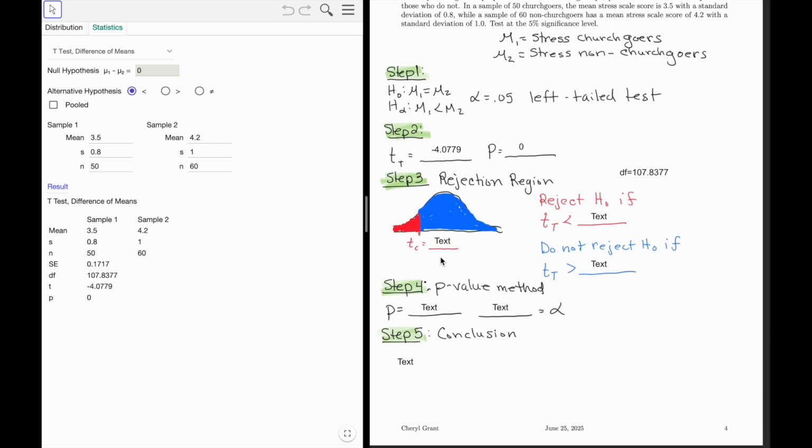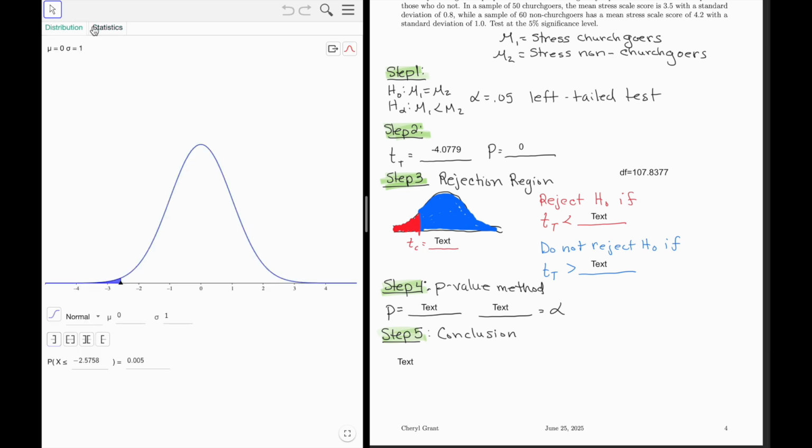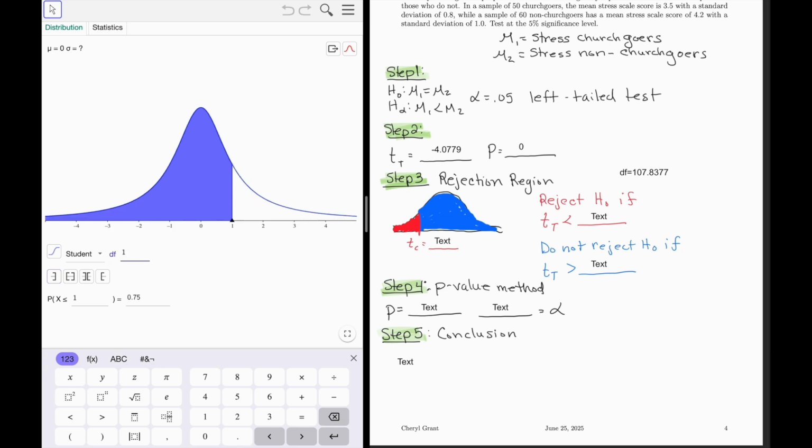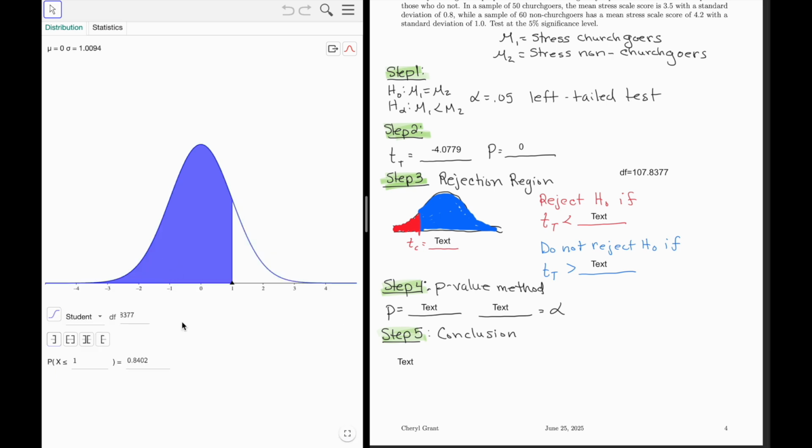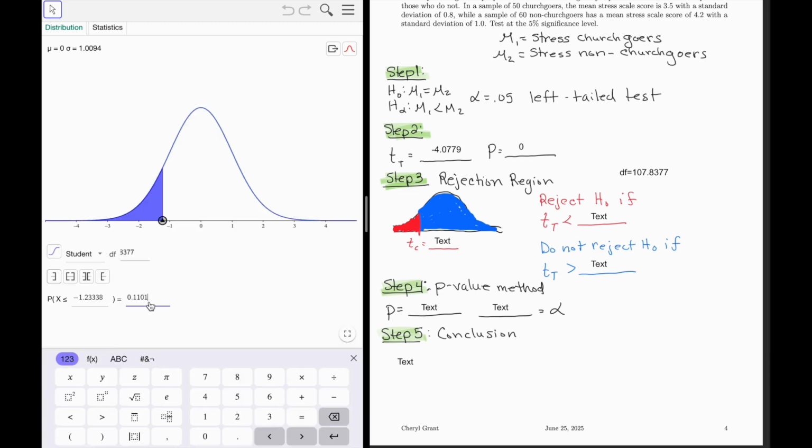So we need to find our T critical. So I'm going to come over to the distribution tab and we're going to work backwards to find that boundary. We're doing a T test, so we're going to use a student T distribution. I'm going to put in my degrees of freedom, 107.8377. And since we're doing a left-tailed test, we are already shading to the left, so that's good. And I'm just going to put in that I want my area to be 0.05 because that's our alpha level.